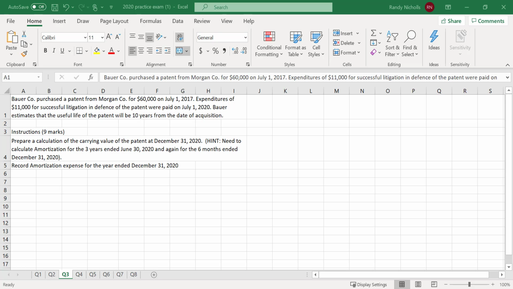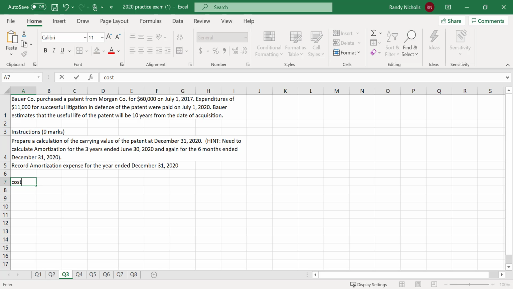You probably wouldn't get that hint. I think the key thing that we're trying to test here is you understand accruals and time periods and etc. building this up. And then we're going to record amortization expense for the year ended December 31, 2020. 2021 would have probably been a better question, but that's what we did. So carrying value of the patent at December 31.